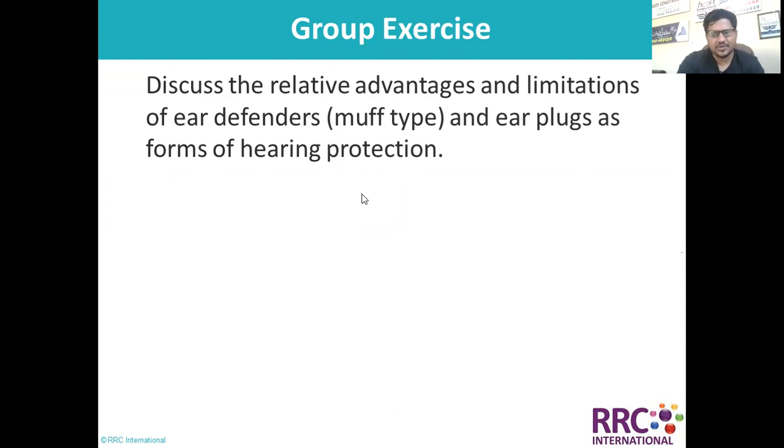Yes, the first disadvantage is that it will affect the communication between the workers. Excellent. Any other opinion, please? Advantages and limitations. The advantage is quite straightforward: it will protect you from high noise, especially if it is above 85 decibels, or 80 decibels as per HSE UK.